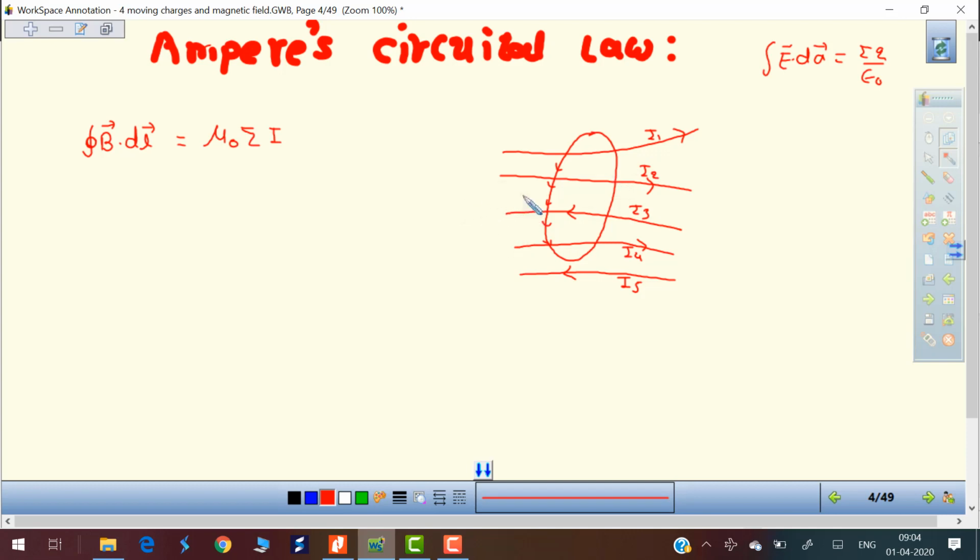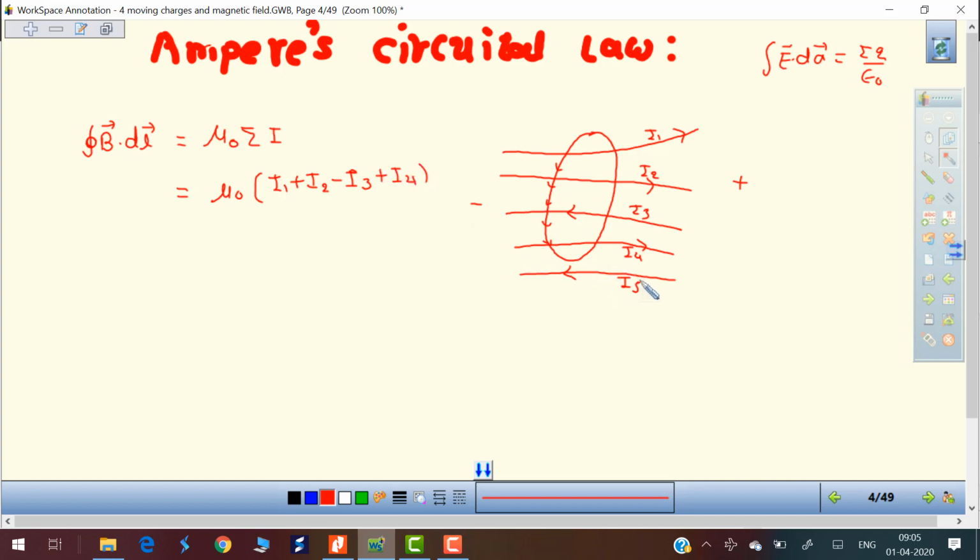So what is to be done? Rotate the screw in the direction we do integration. So when you rotate the screw in this way, the screw is going in this direction, right side. So right is positive and left is negative. So in our case, it is mu 0 times I1 plus I2 minus I3 plus I4.